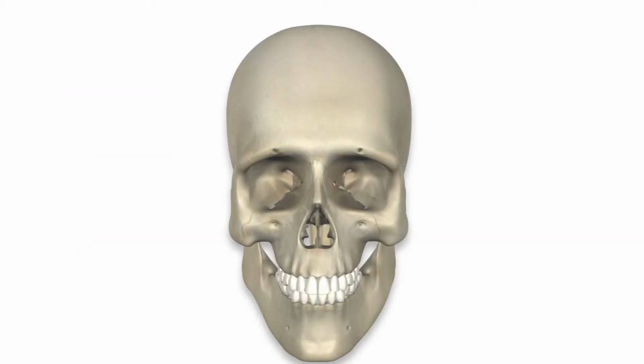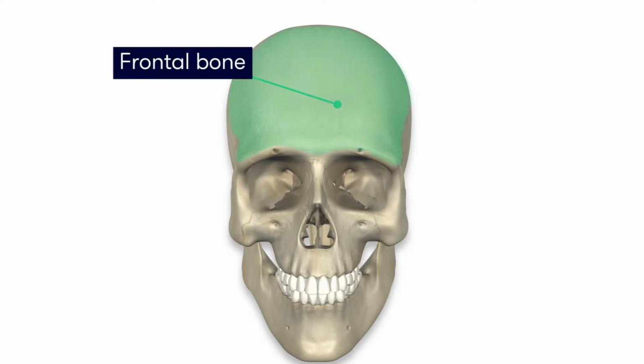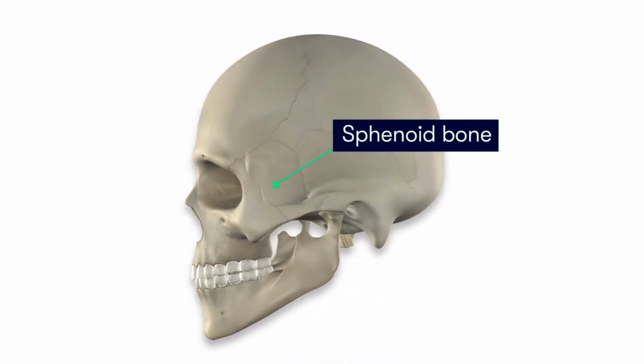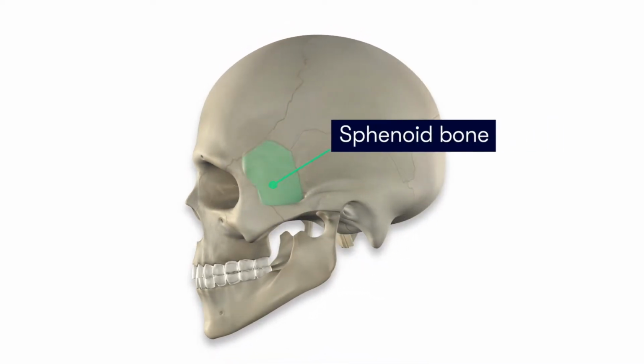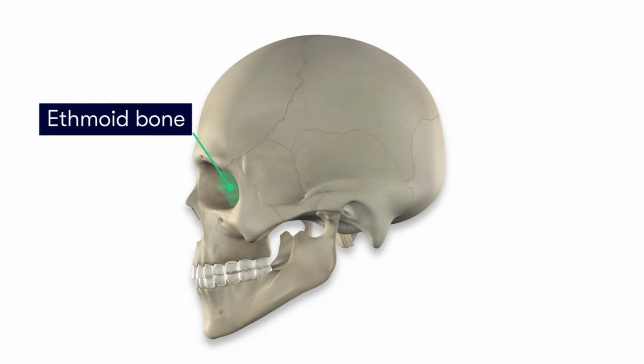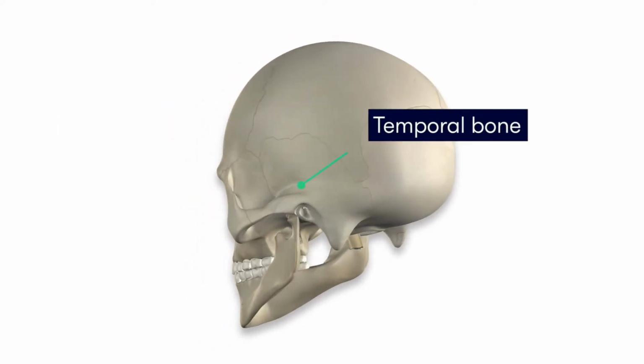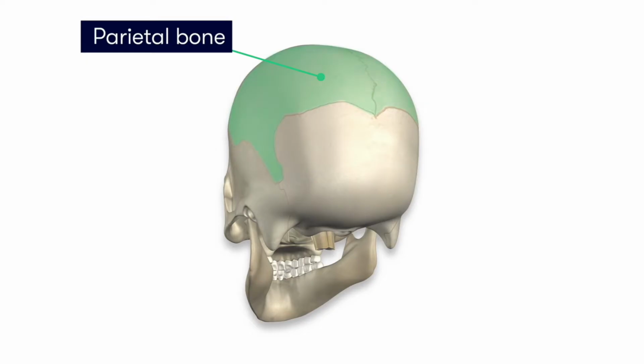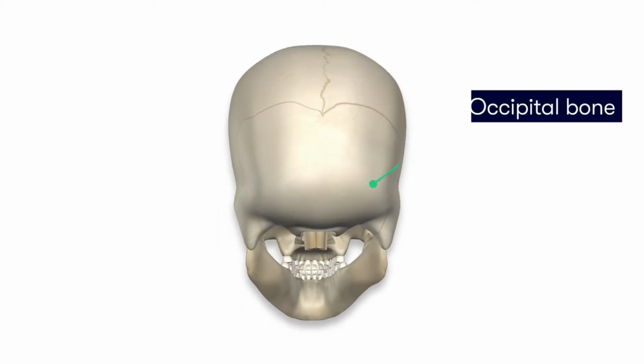The bones which form the cranial vault, so the cavity of the skull which houses the brain, consist of the frontal bone, the sphenoid bone, the ethmoid bone, the temporal bone, the parietal bone, and the occipital bone.